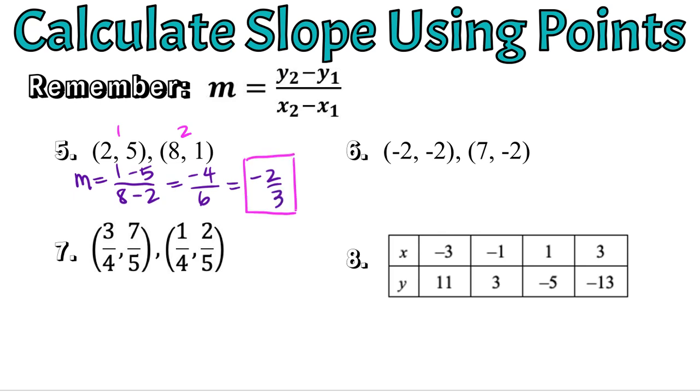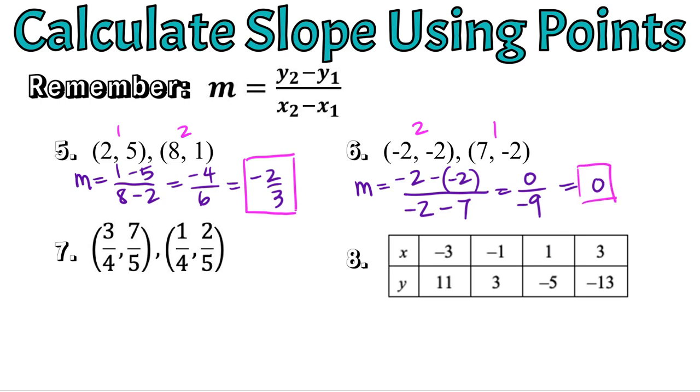Let's do another one. In this one, I'm just going to call this point number 2 and this point number 1 to show you that it doesn't matter which point you call point number 1 or point number 2. So let's calculate. M equals y2, which is -2, minus y1, which is -2, over x2, which is -2, minus x1, which is 7. So we get -2 minus -2, which is 0, over -2 minus 7, which is -9, and this slope simplifies to 0.